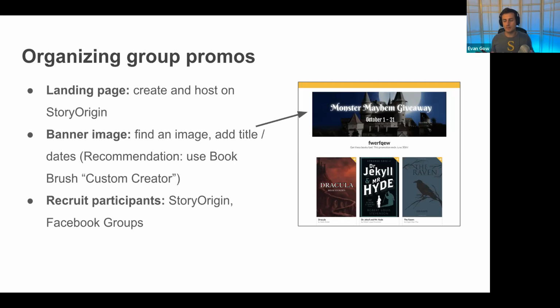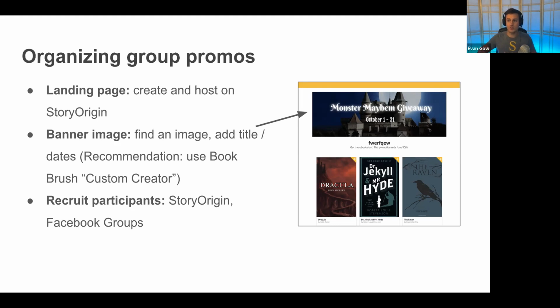You can give them a premium spot. So on a group promo landing page, every time a reader clicks on that landing page or refreshes the page, all of the books are scrambled. So everyone in that group promo is getting an equal chance of appearing at the top of that page. But if you're the group promo organizer, you can make it so that certain books will always appear at the top of the page. And so you can make sure your books always appear at the top of the page. And that just gives them a little bit more visibility.